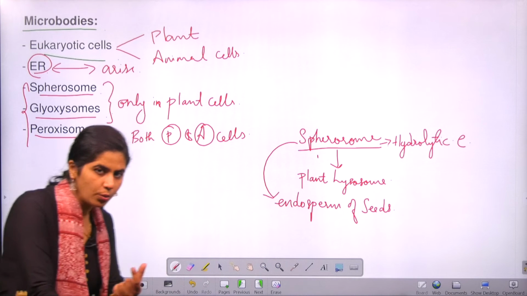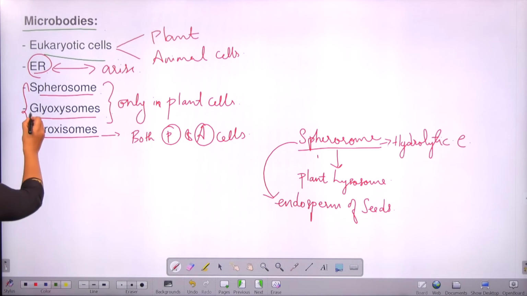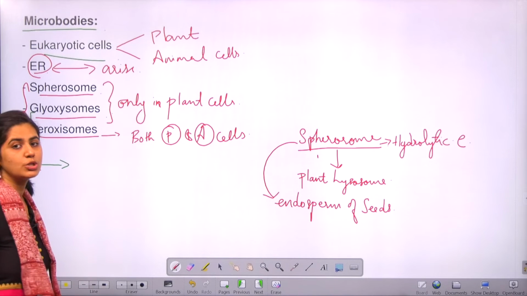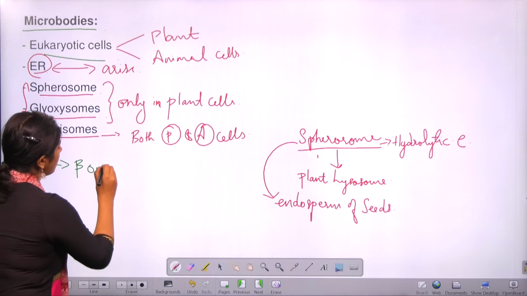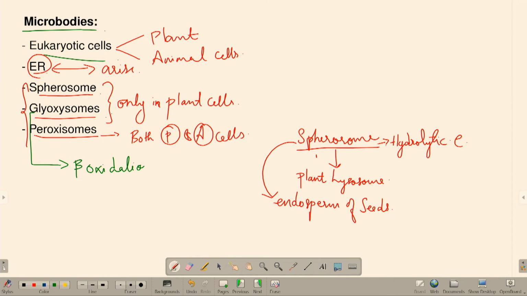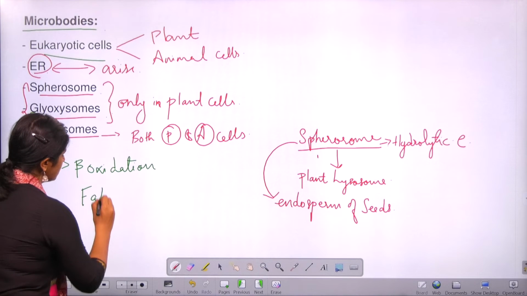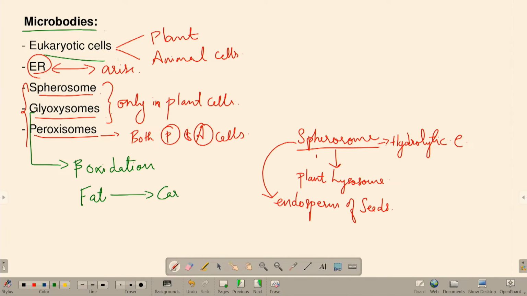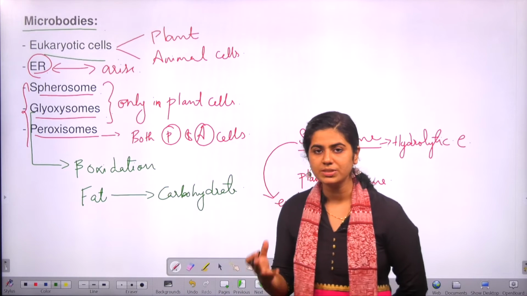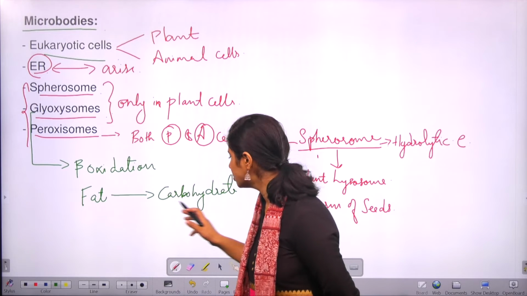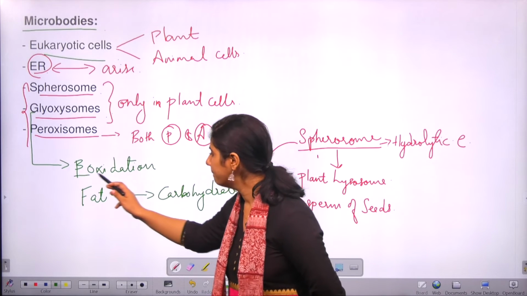Right. Now we go to the second organic microbody, that is glyoxysome. The function of glyoxysome is beta oxidation. Beta oxidation is nothing but converting the fat into carbohydrate. That is, wherever in the cell the food is stored in the form of fat, the glyoxysomes come into the picture and convert fat into carbohydrate. This process is called beta oxidation.